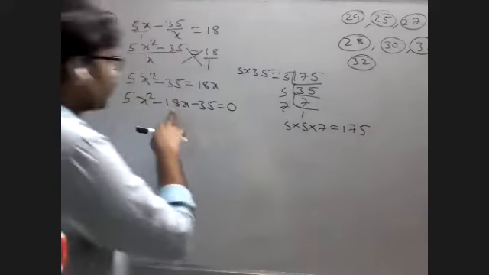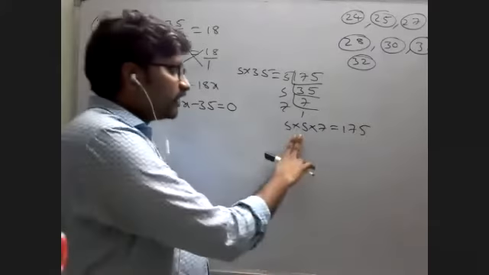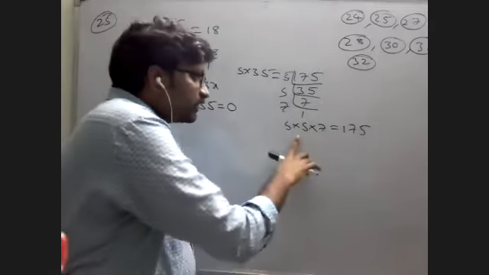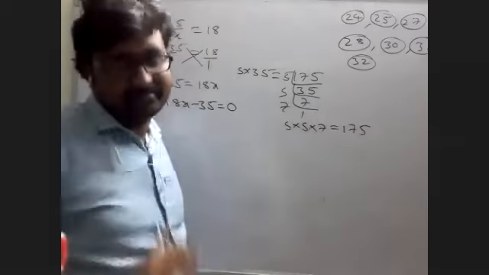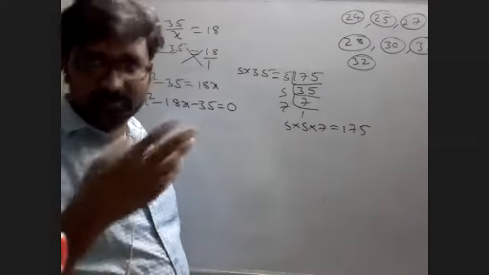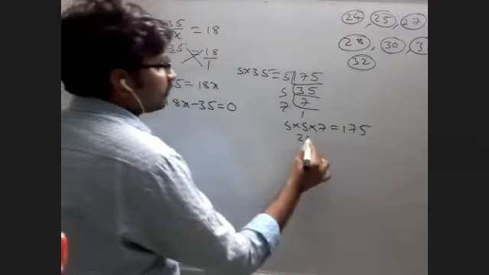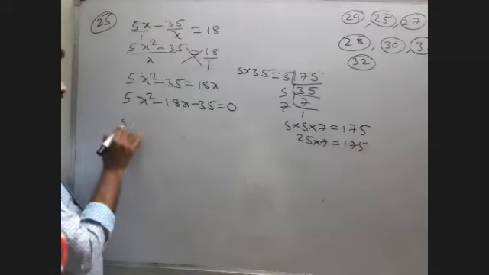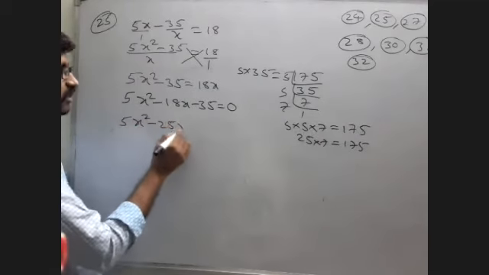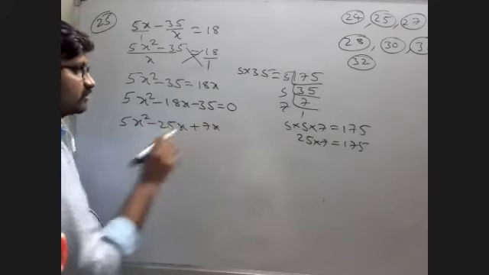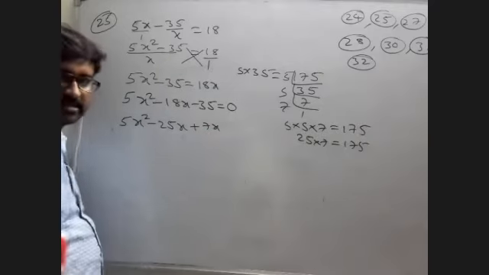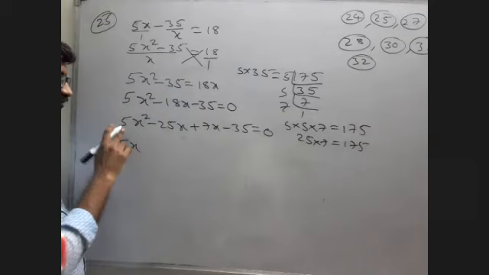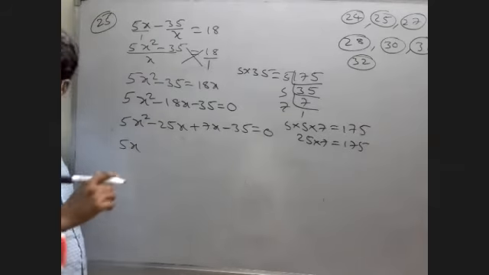Now to get 18, 25 into 7 is 175, but 25 minus 7 is 18. So we got it already, that is 25 into 7 is 175, and 25 minus 7 is equal to 18. I am writing 5x square minus 25x plus 7x minus 35 is equal to 0, and from these two we can take 5x common. 5 5s are 25, and we can take x also common.